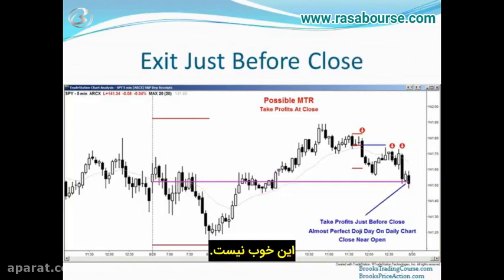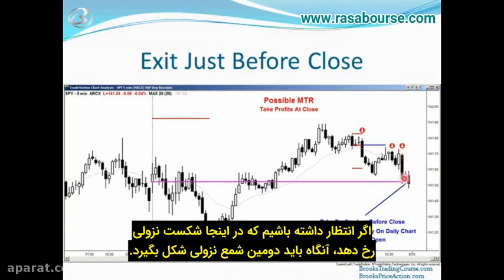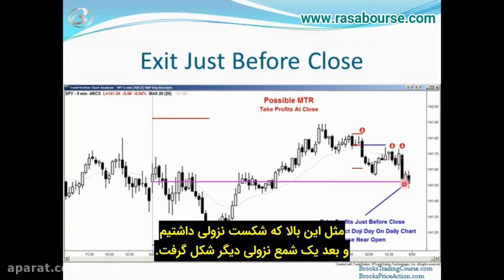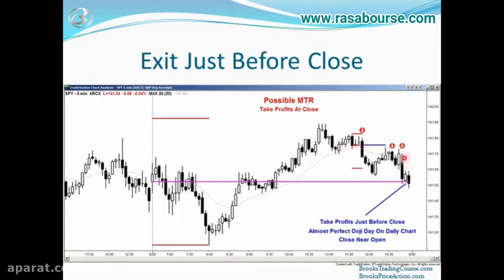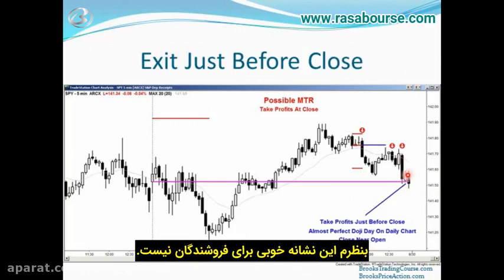This is not good. If you're looking for a bear breakout, you want to see a second bear bar. Like here, you got a bear breakout and you got another bear bar. You don't want to see a bear breakout and then a bull bar, right? To me, that's not good for the bears.